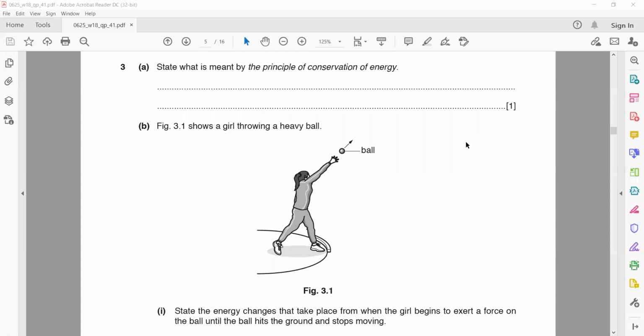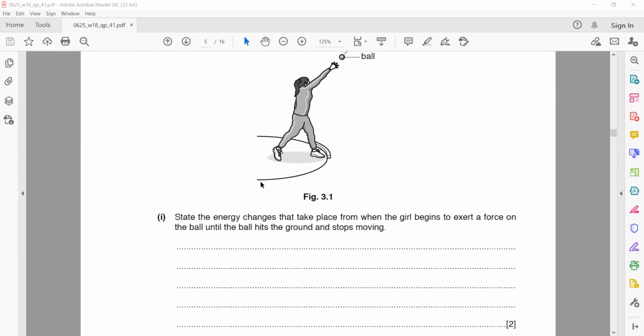What is meant by conservation of energy? The law of conservation of energy: energy cannot be created nor destroyed, but changes from one form to another.